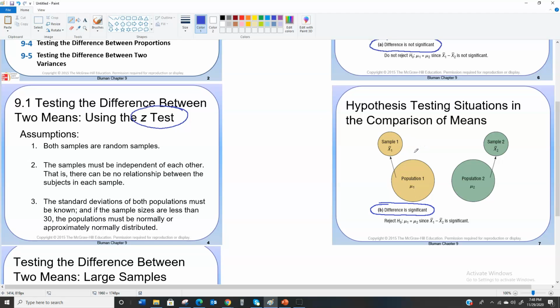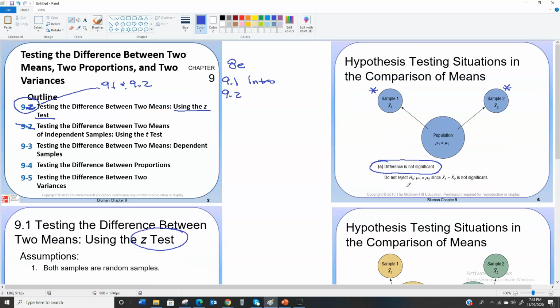We're trying to decide where we got these samples from. Are they so similar that you could just think of them as one cohesive population, or do I literally have to think of them as being two different populations that are different from each other? And so our null hypothesis here is going to be that the mean from sample 1 is the same as the mean from sample 2.